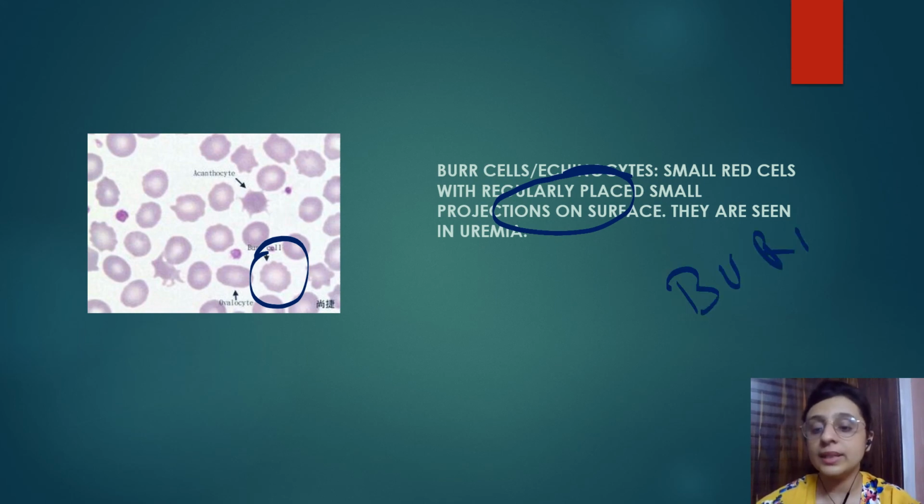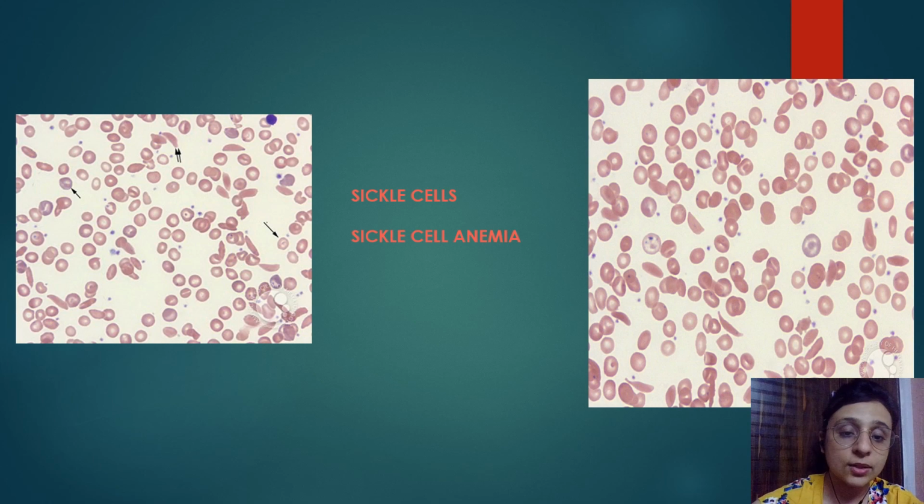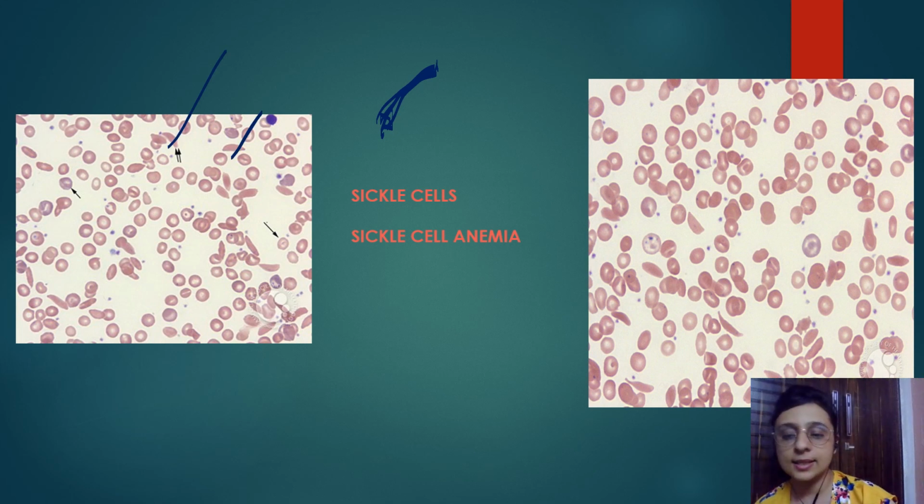How will you remember that? Burr cells seen in uremia. Right, next are sickle cells. Can you see this characteristic pointed ends? Right, these are the characteristic sickle cells seen in sickle cell anemia.